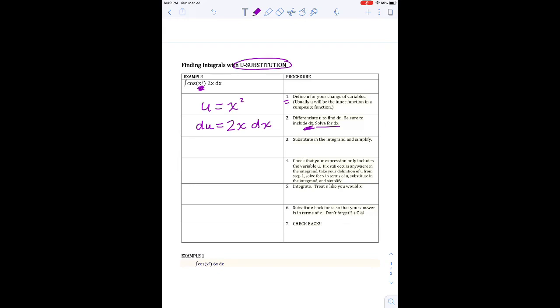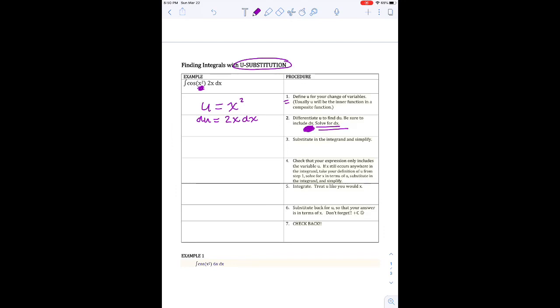Then what we want to do is solve for the dx. I'm just going to rewrite that quick. So du is 2x dx. We have the derivative of x squared, which is 2x, and then you always want to tag on that dx. That's something we weren't always doing because it's a little bit formal as far as language goes, but it's something you really have to get into the habit of doing here.